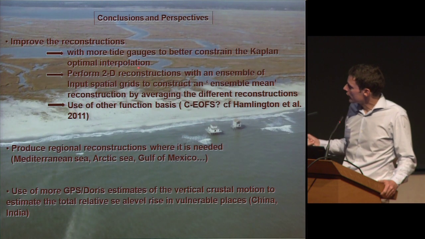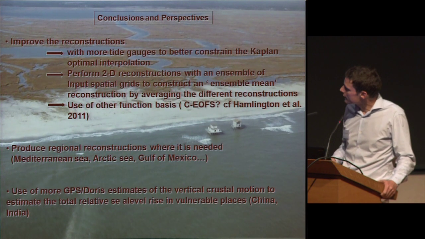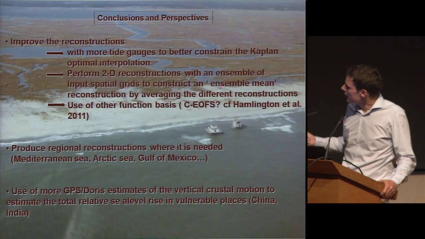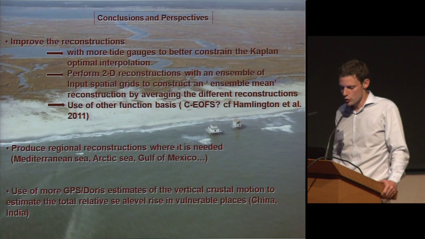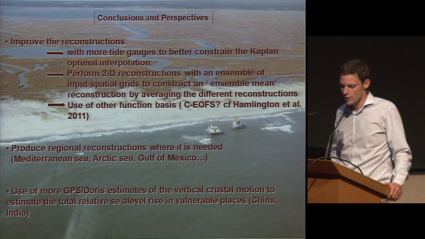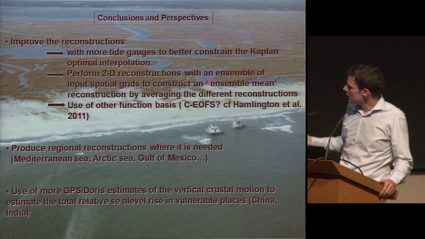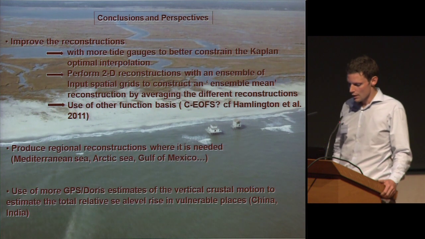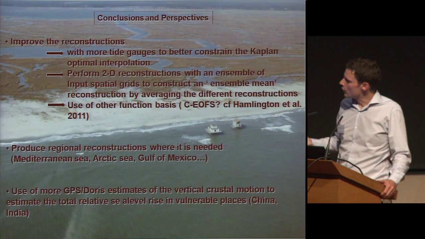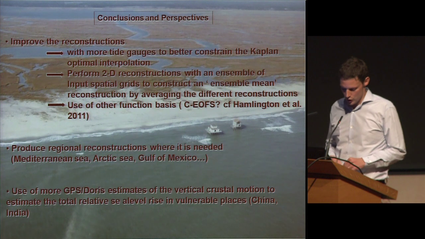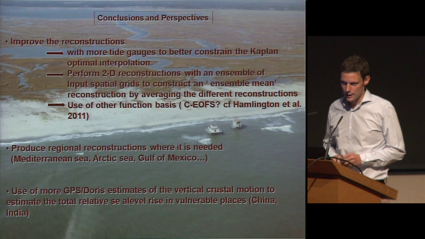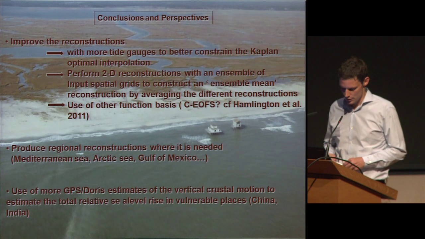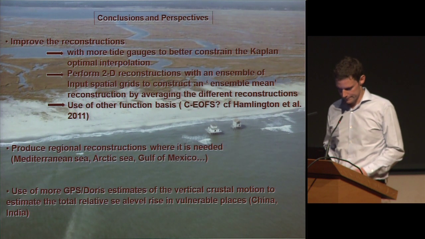We could use more tide gauge records if we have better high-quality tide gauge records, but also perform reconstructions based on a bigger ensemble. The idea here is to follow on the first step that was done with the small ensemble mean reconstruction. There is also a need to perform regional reconstructions in some regions like the Mediterranean Sea or the Arctic Sea that cannot be covered by EOFs computed over the global sea level, over the global world. Thank you.